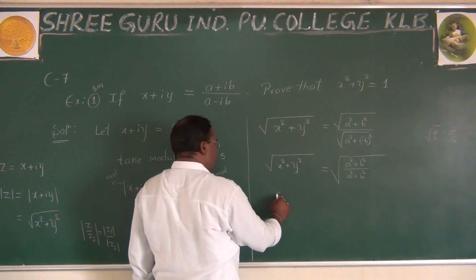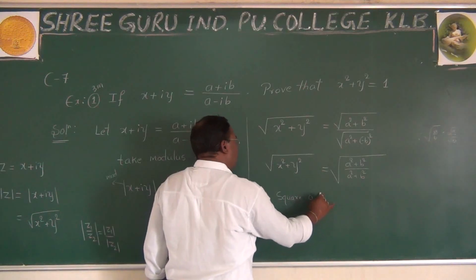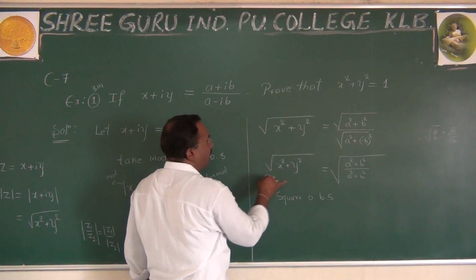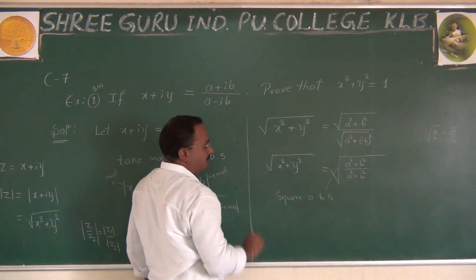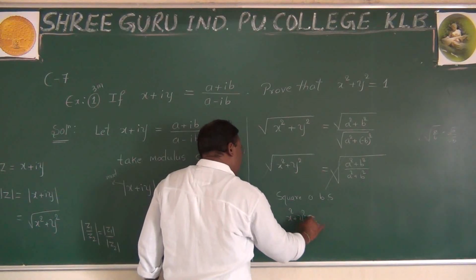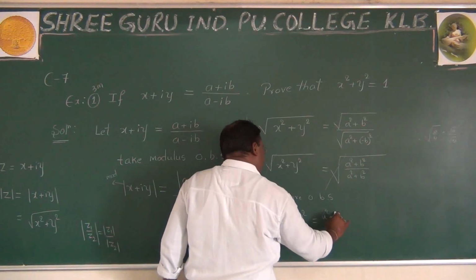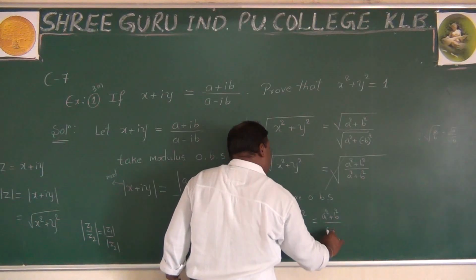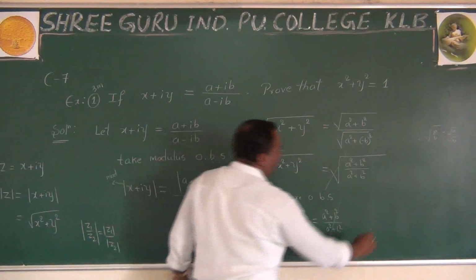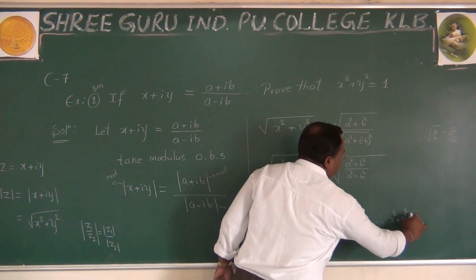Square on both sides. If we square on both sides, definitely the square roots get cancelled. X square plus y square is equal to a square plus b square divided by a square plus b square, which gets cancelled. Therefore, x square plus y square is equal to 1.